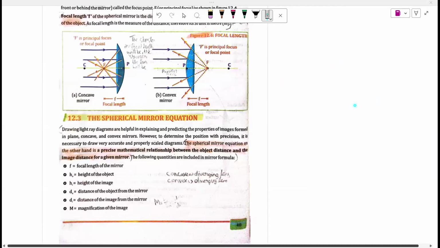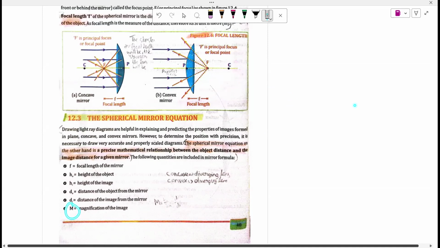The focus points, if they are virtual, are taken as negative. If they are real, they are taken as positive. So for a concave mirror, they are actually meeting here, so it would be a positive one, and it would be a negative one for a convex mirror. They might have mentioned the next topic as well. When we go to that topic, we will discuss.